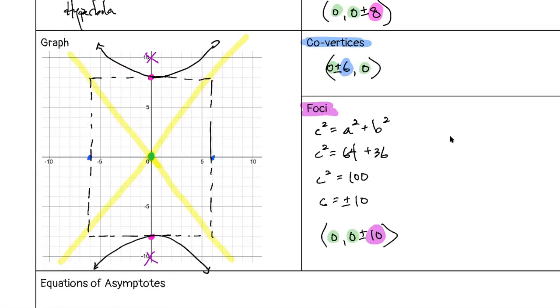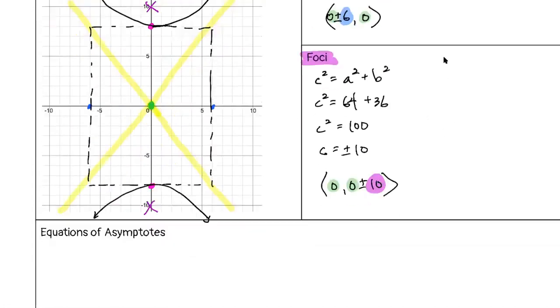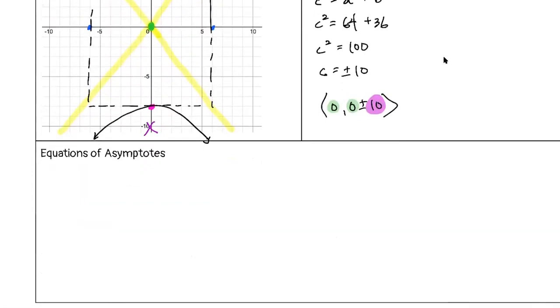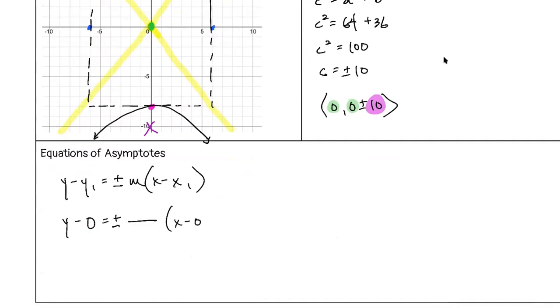All right, we got one last thing we need to do here, which is the equations of the asymptotes. So as soon as I see equations of the asymptotes, I write y minus y1 equals plus or minus m times x minus x1. None of this y equals mx plus b business. We want to make this easier for ourselves. And right away, we can say y minus 0 equals plus or minus, draw the fraction line, x minus 0.